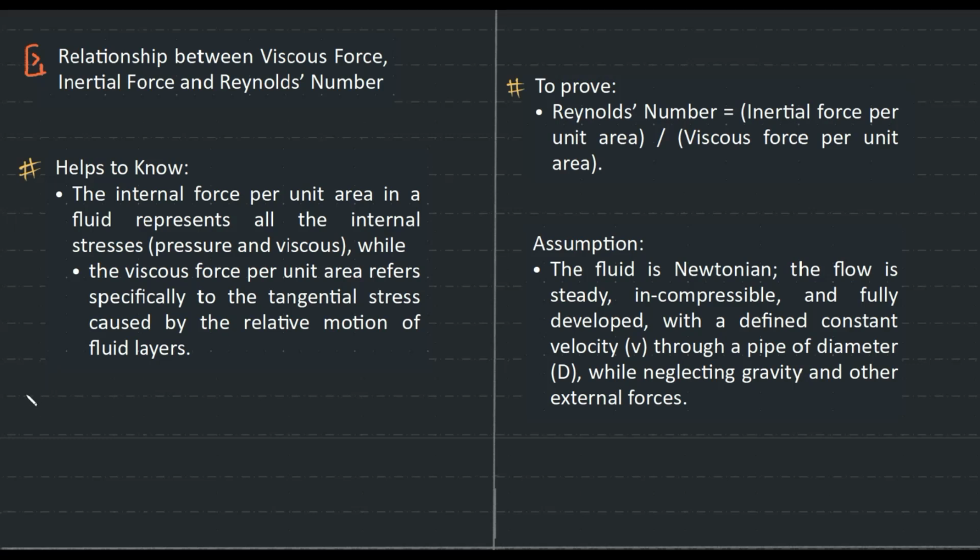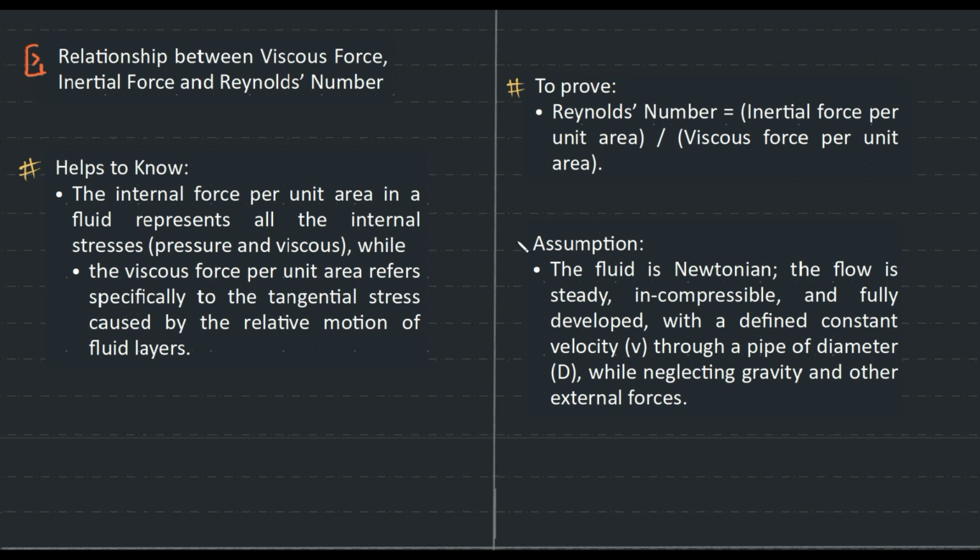Okay, let's look into Reynolds number and inertial force and viscous force. The relationship is this actually. We'll be proving this. So just a small note, inertial force is nothing but all the forces, all the internal stresses, that is your pressure, viscous and all of that. While your viscous force only relates to tangential stress. So basically viscous force is a subset of inertial forces.